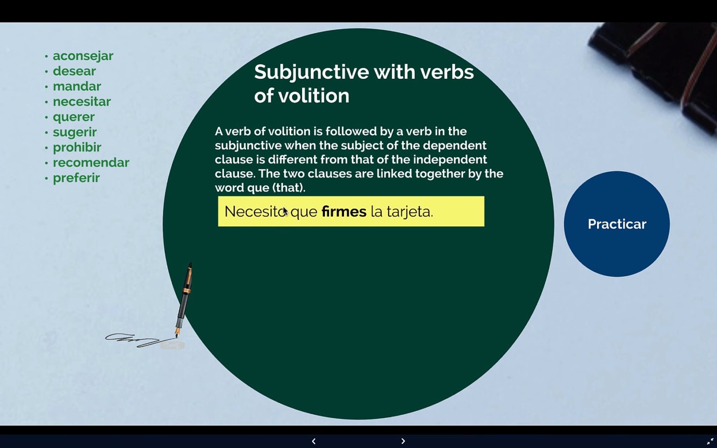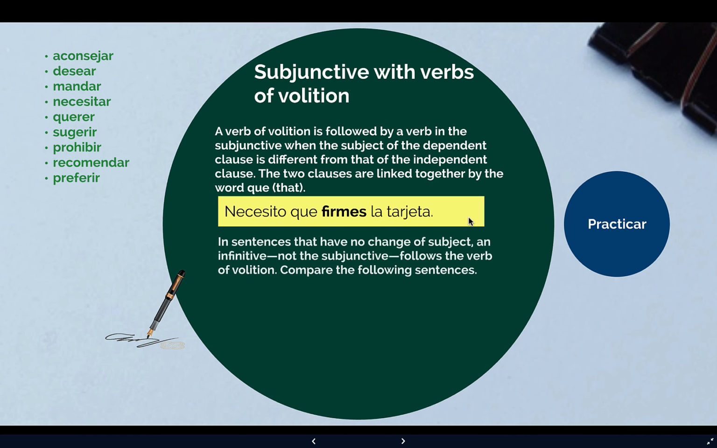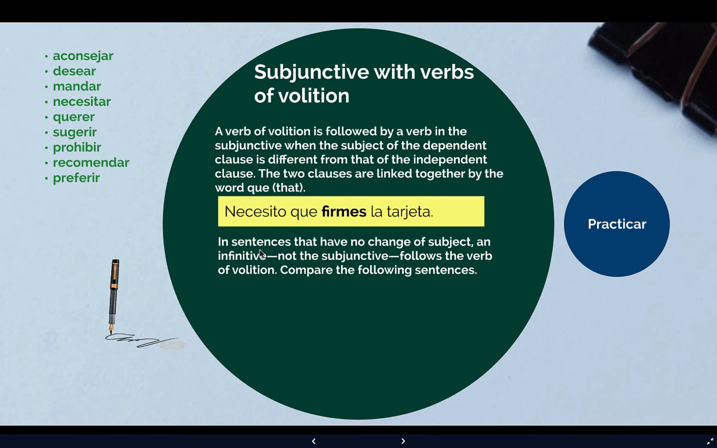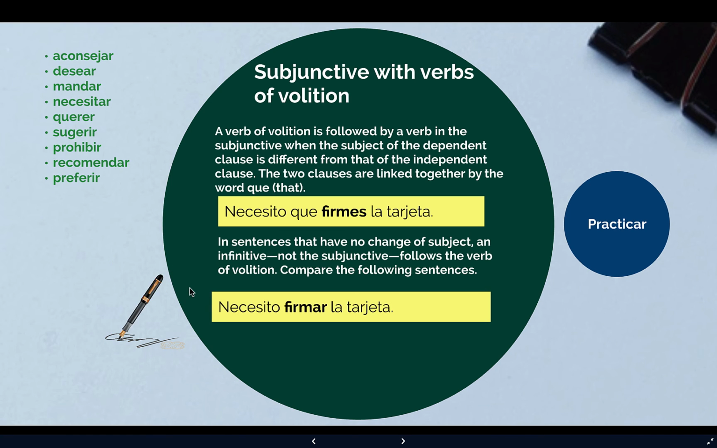Example, necesito que firmes la tarjeta. In sentences that have no change of subject, an infinitive, not the subjunctive, follows the verb of volition. Necesito firmar la tarjeta.